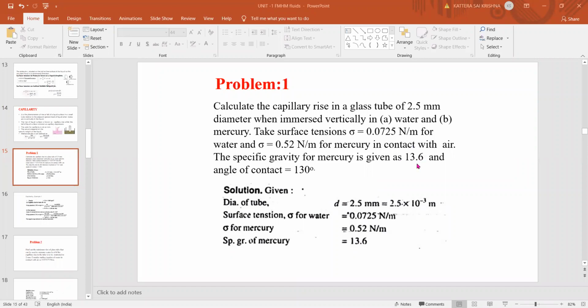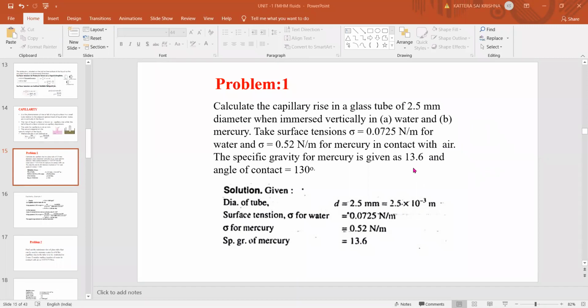So specific gravity is given. You can write there, specific gravity is 13.6. So density equal to, how to calculate density if you have specific gravity? Specific gravity is the ratio of density of mercury divided by density of water. Specific gravity equal to density of mercury by density of water. So specific gravity of mercury is given 13.6, equals to density of mercury, which we don't know, divided by density of water, 1000. So you get 13600.